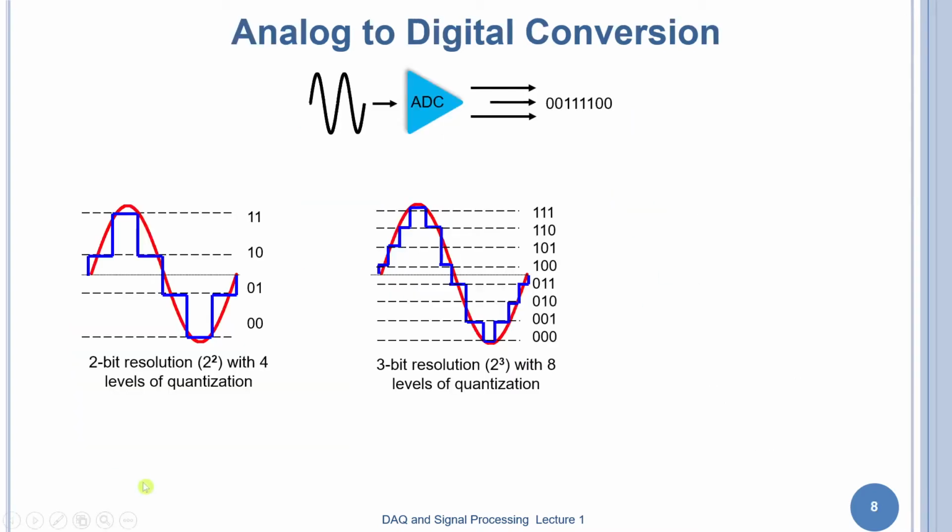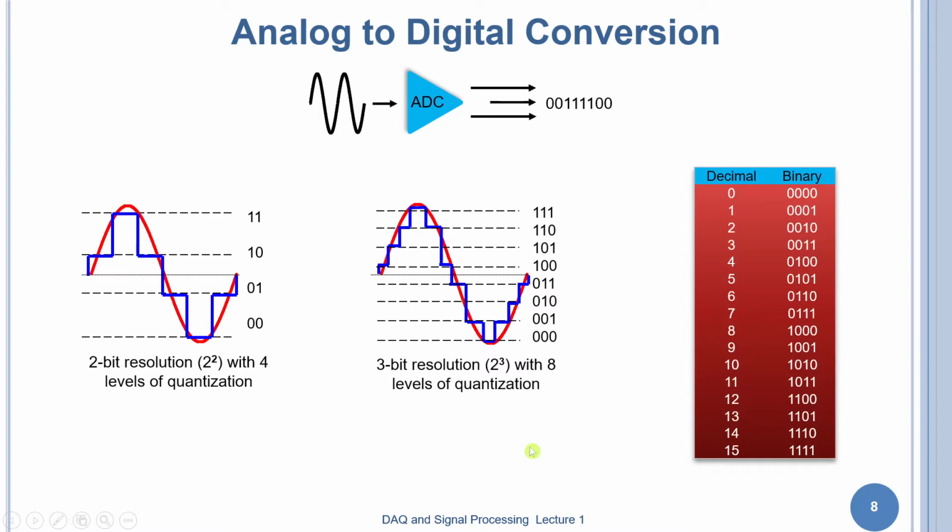Now let's look at analog to digital conversion. In this case, a 2-bit DAC is going to give you 4 levels of quantization. Red represents your analog signal, and blue represents your different quantization levels, or your digitized signal. In case of a 3-bit resolution DAC, you are going to get a better representation of your original signal.